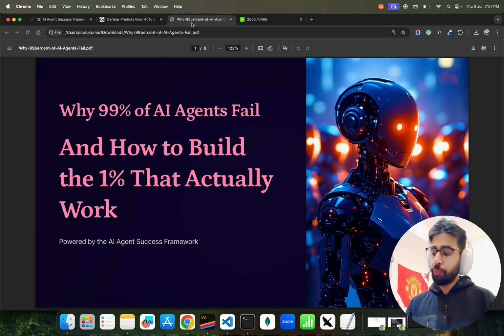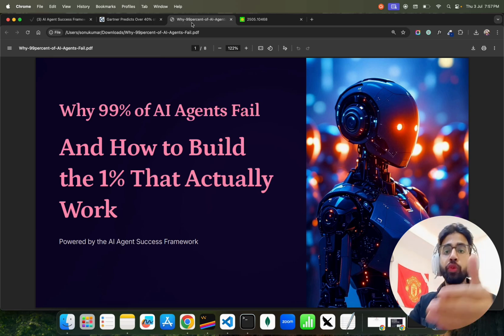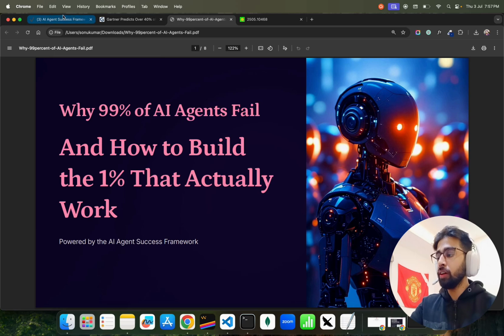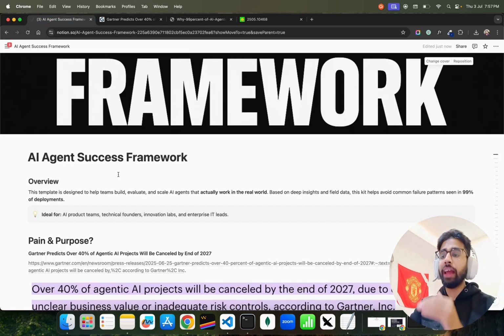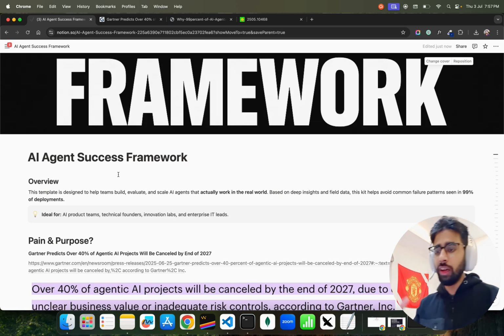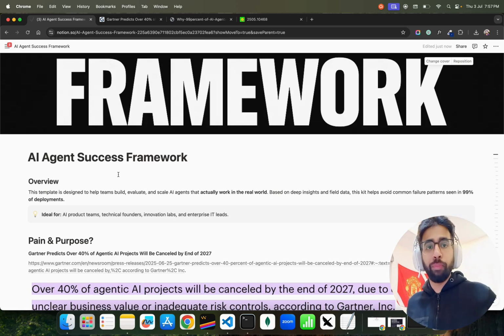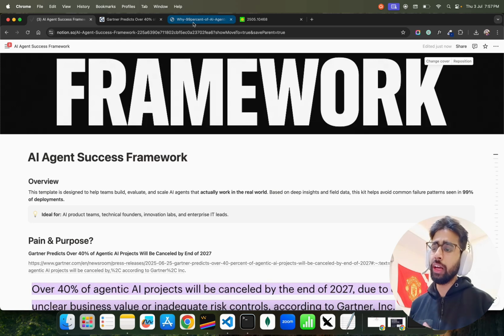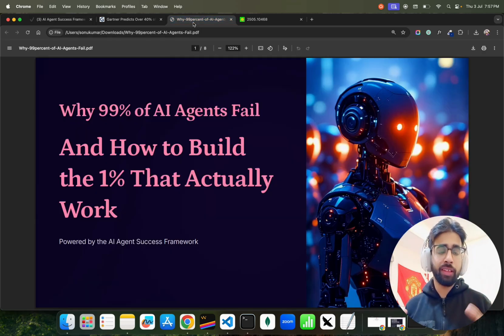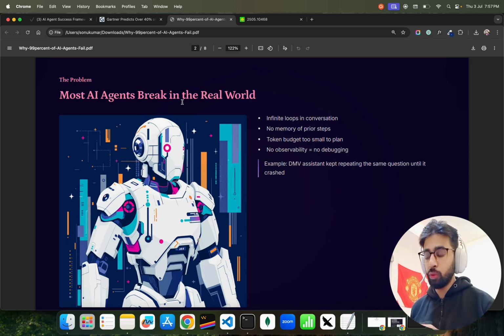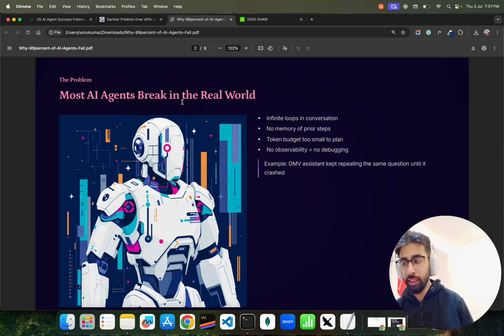99% of them fail. Okay. And how should you then build that 1% that actually works? That's where this framework can just show you a direction. I'm not selling here something that, okay, if you use this, you'll be the best of the agents. No, it doesn't work like that. It's really based on a lot of other things. A lot of other variables come into play. But yeah, it will give you a very good starting point to mitigate these challenges.